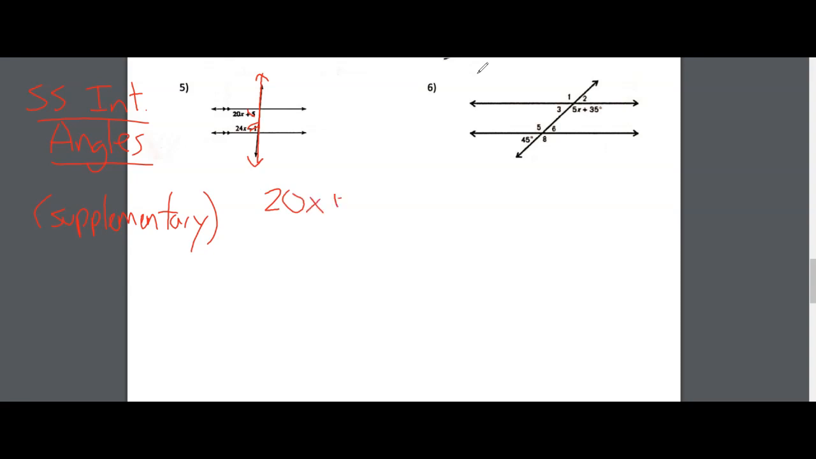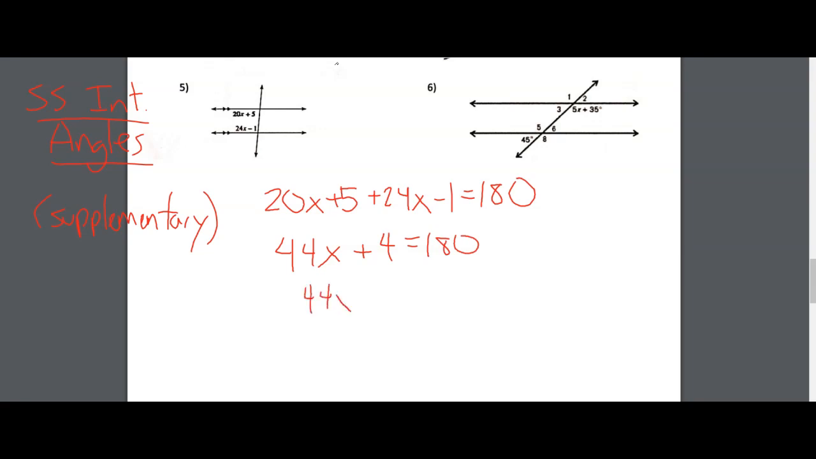So we have 20x plus 5. Let me just make sure I'm reading this correctly. 20x plus 5 plus 24x minus 1 is equal to 180. And then we're just going to solve from there. So I combine my x terms, I get 44x. Combine my constant terms, so I get plus 4. Subtract 4 from both sides, and divide by 44. This one actually comes out quite nicely. X is just equal to 4.